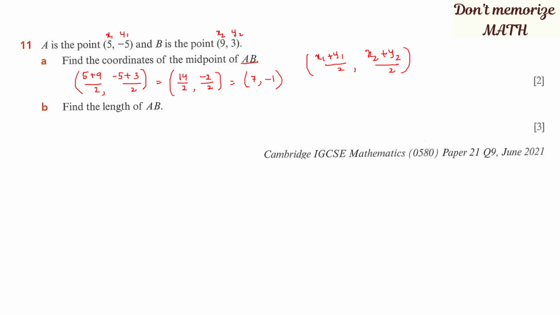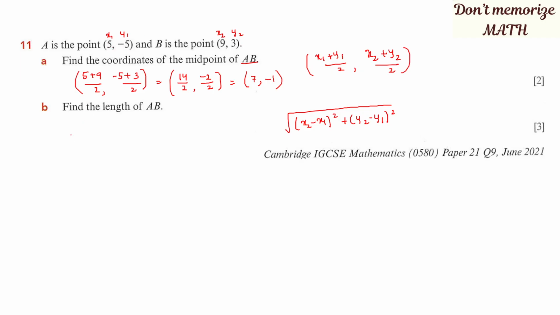Then find the length of AB. To find the length of a line, you can choose the starting and ending points of that line. Here AB, so we have point A and point B. Take A as x1, y1 or B as x1, like that. One point take as x1, y1, the next point as x2, y2. Then you can find the length of the line as the square root of (x2 minus x1) whole square plus (y2 minus y1) whole square.